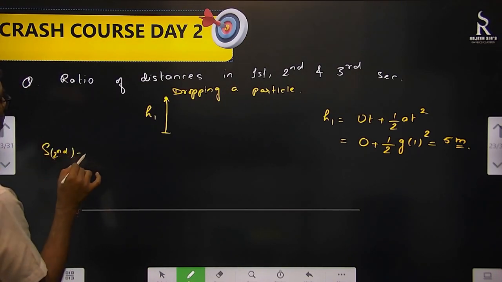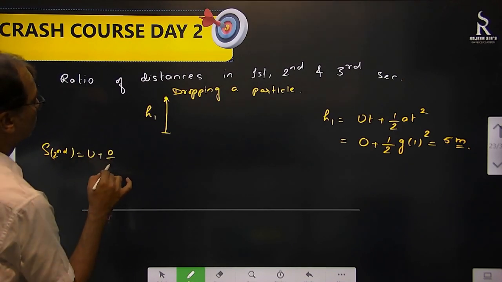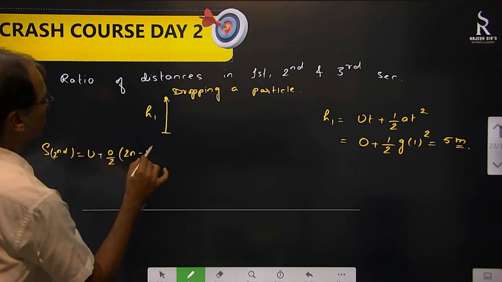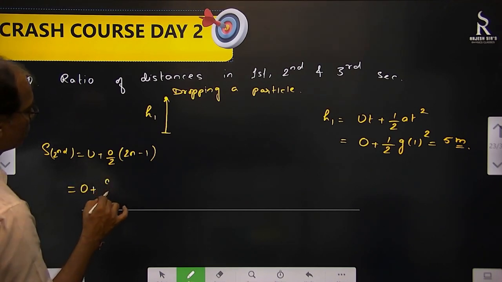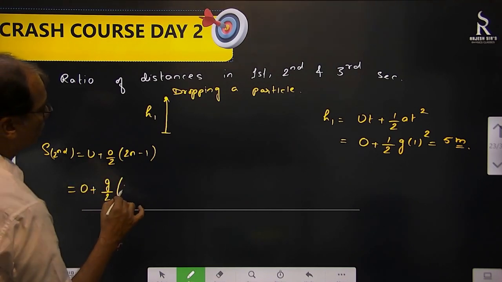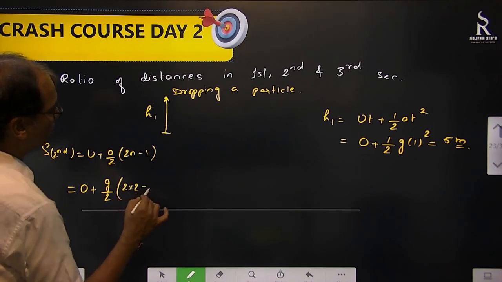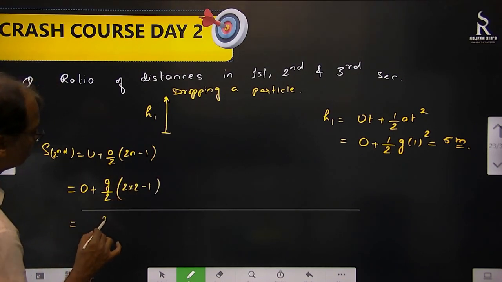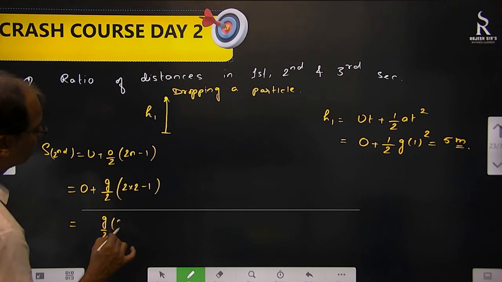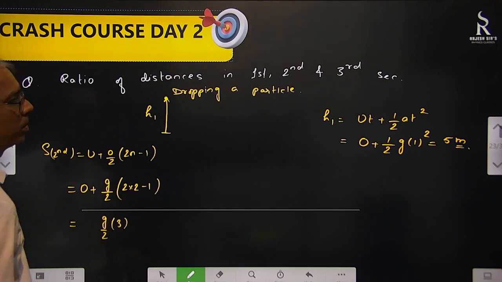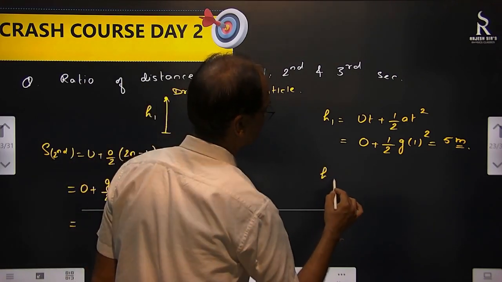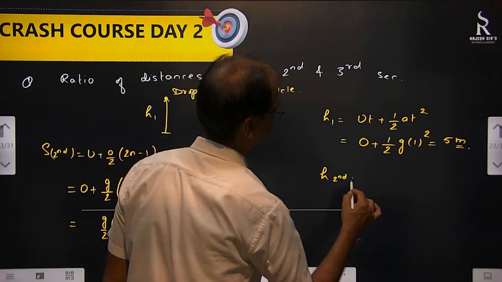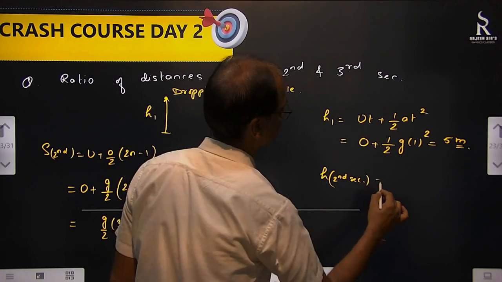What is the formula? u plus a by 2 into 2n minus 1. So u is 0. Acceleration is g. n is 2, so 2 times 2 minus 1. So what are we getting? g by 2 into 3. It's 3, so 3g by 2. 3g by 2 means 15 meter. So the distance traveled in the second second is 15 meter.